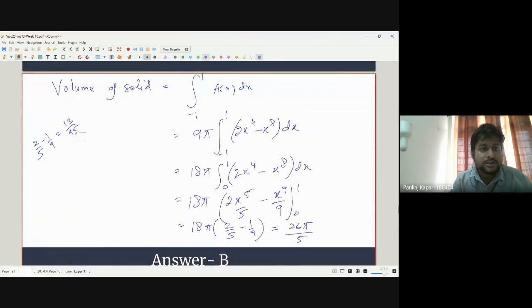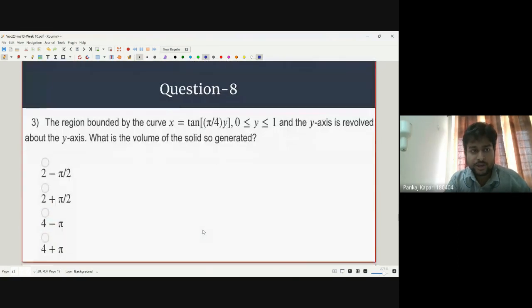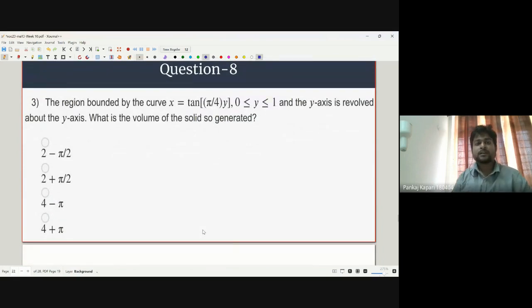So any questions? Okay, so if no questions, let's move to the next problem. Okay, so the region bounded by the curve and the y-axis.